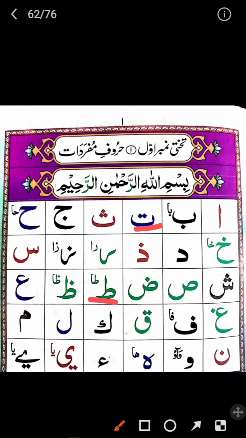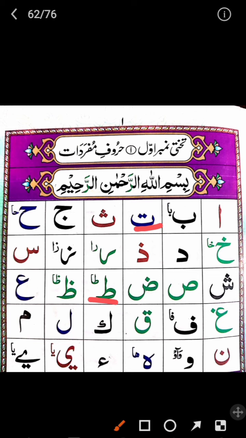So the first two letters are ta and ta. Remember, whenever a person pronounces one letter instead of another letter, that mistake is called lahni jali. In the rules of tajweed, it is called lahni jali, a major error. So try to avoid these mistakes because this kind of mistake is haram.